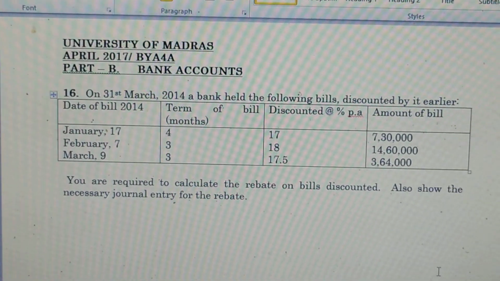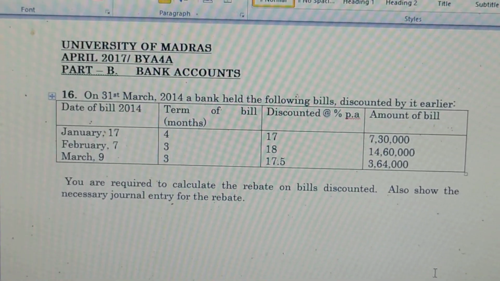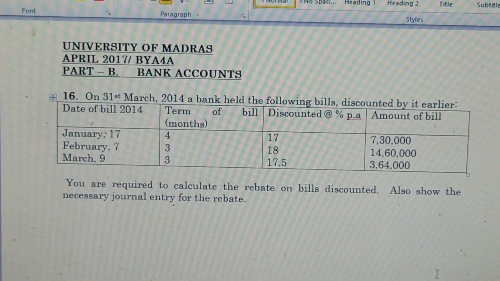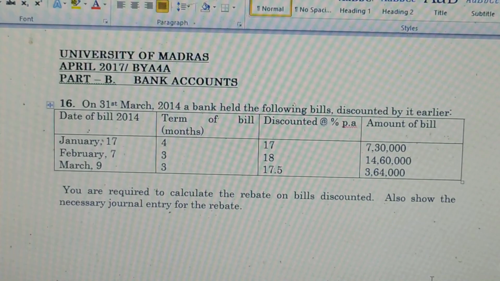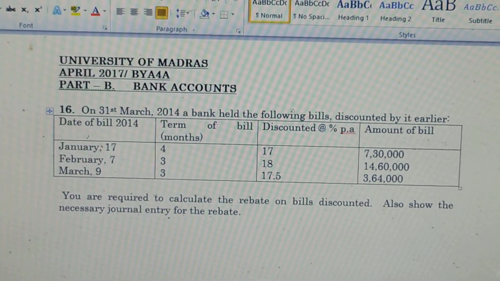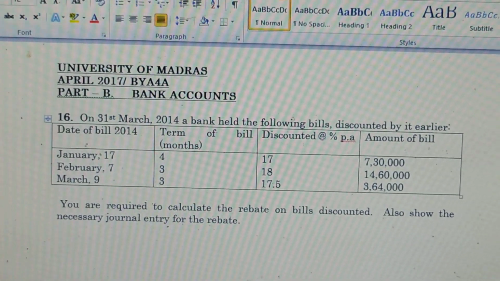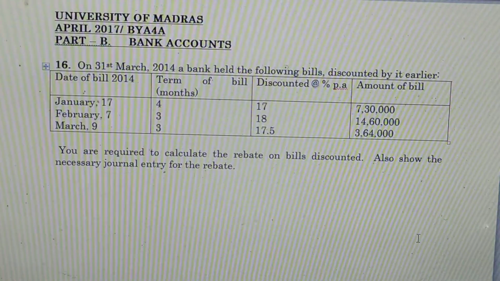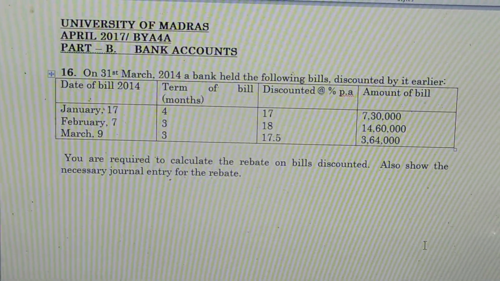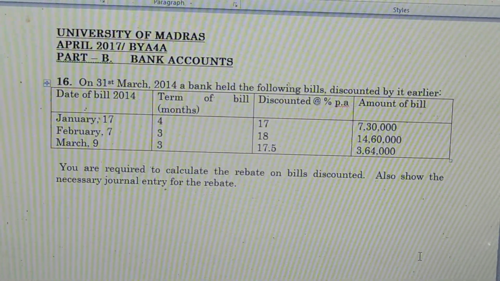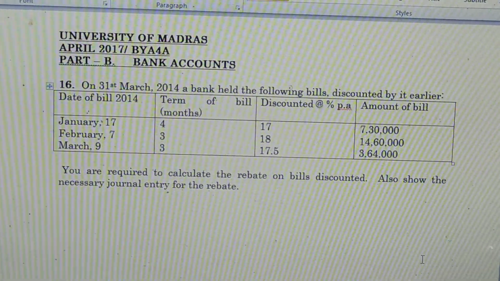and 14,60,000 is the amount of bills. And the third category: 9th March is the date of bill, 3 is the terms of bill, and 17.5 percent is the discount rate, and the amount of bill is 3,64,000. You are required to calculate the rebate on bills discounted. Also show the necessary journal entry for the rebate.